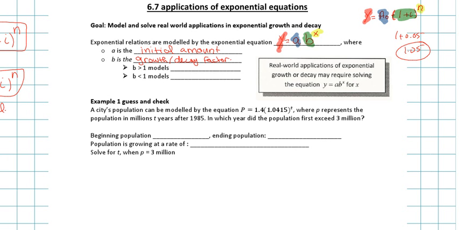Now, your base. If you have a growth, is your base greater than 1 or less than 1? Greater than 1, right? So if B is greater than 1, if your base is greater than 1, then you have a growth equation.